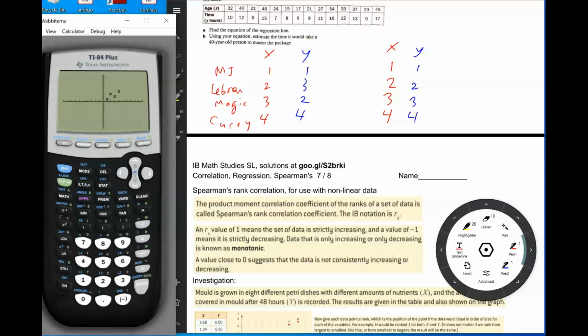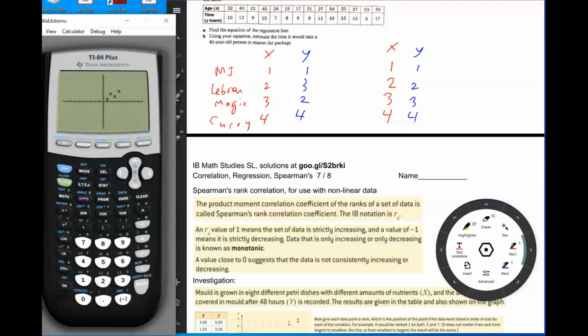Okay, here's a video for page 7, which is about Spearman's correlation coefficient, which is a new topic for applications and interpretation. So let me give you an example first.